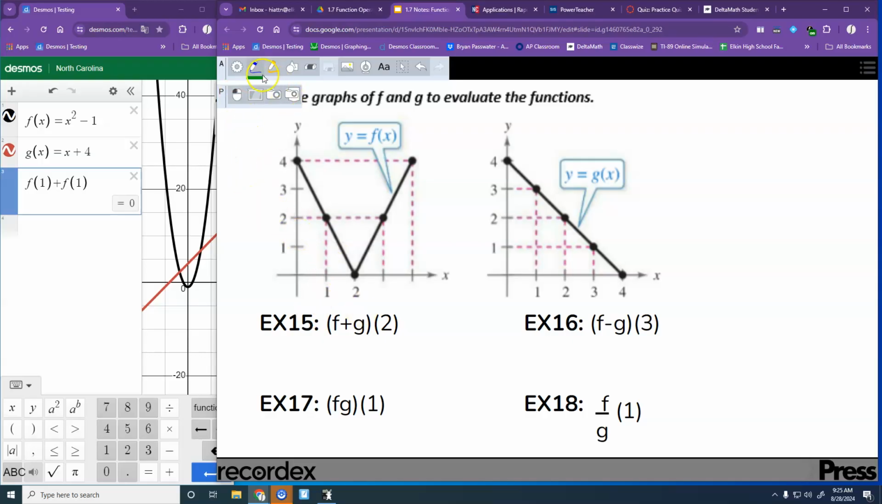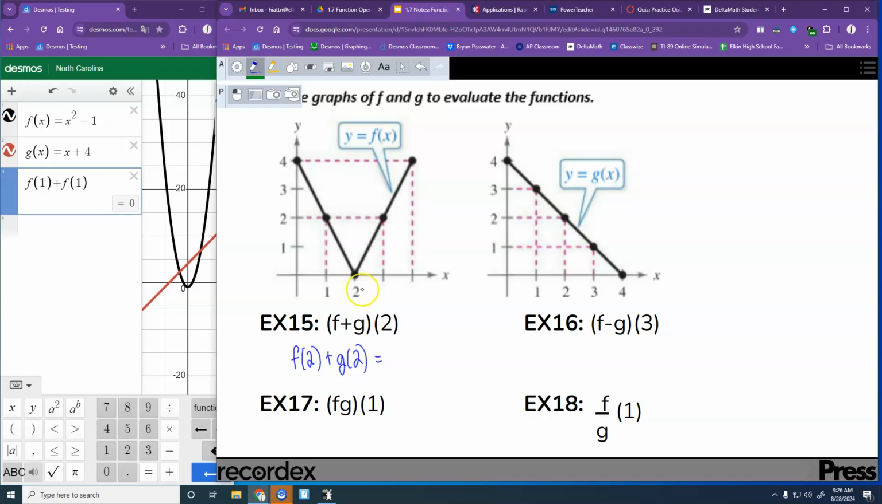All right, so I've got f plus g of 2. Now I can't use Desmos on this because I don't have equations, right? So this equation is f of x. This one is g of x. So this means f of 2 plus g of 2. So we have to find f of 2 first. What is f of 2 looking at this graph?